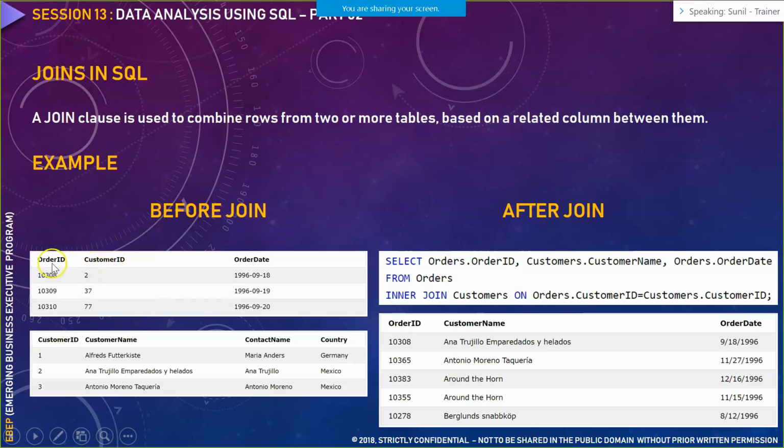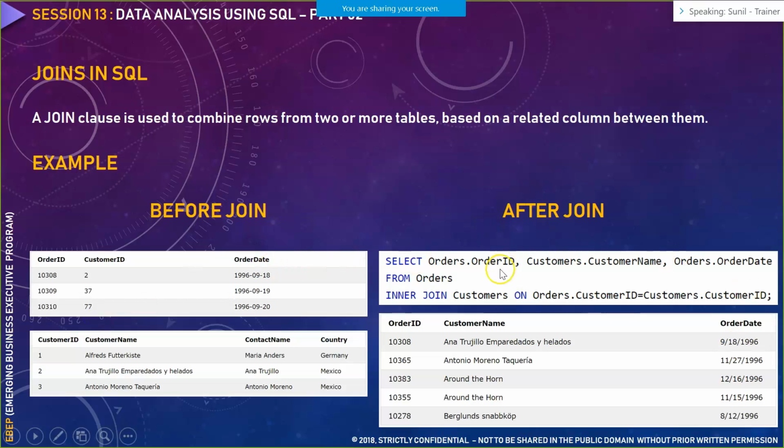For example, here we have the customer table and the order table. In the order table, we have the order ID, customer ID, and the order date. Customer ID is a foreign key which is coming from the customer table. Then we have customer name, contact name, and country in the customer table. So these are two different tables, but there is a common relationship between them, that is customer ID. Customer ID is the primary key to the customer table, and that primary key is a foreign key to the order table. So before applying a join, we need to have a relationship between the two tables on which we would be applying a particular join.